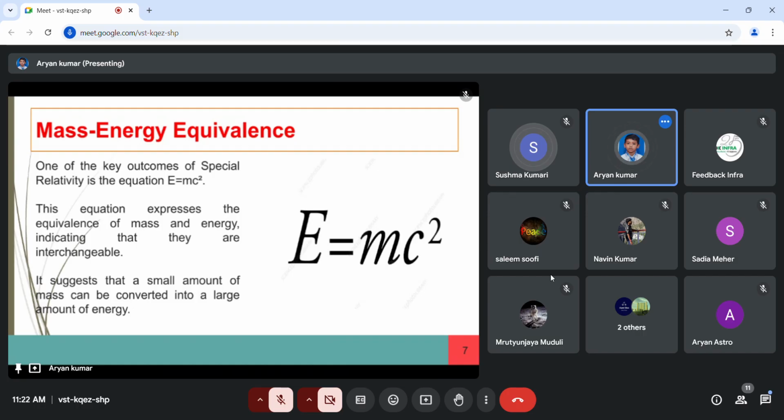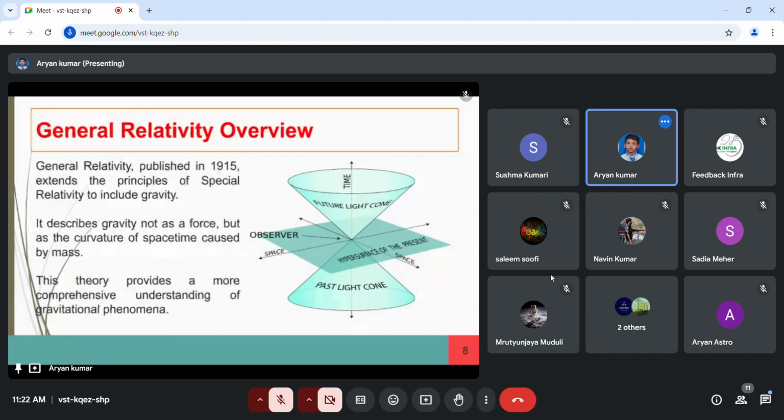Okay. So we are now finished with special relativity. Moving to the next topic, it is about general relativity overview. Ryan, can you read this one for everyone?